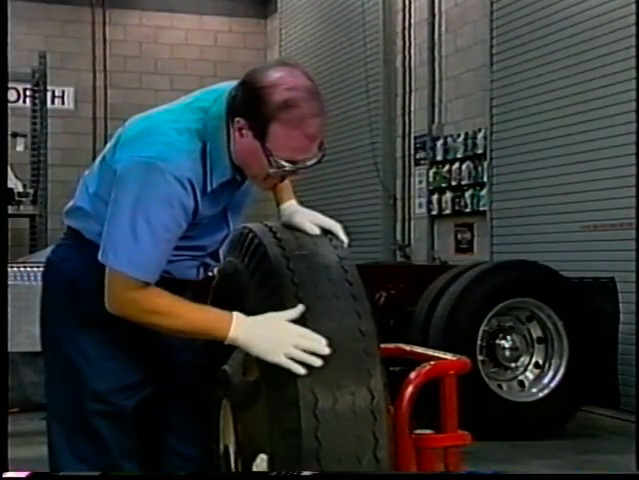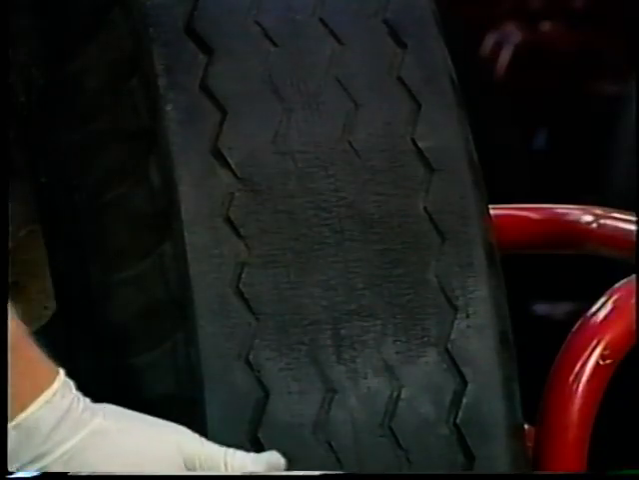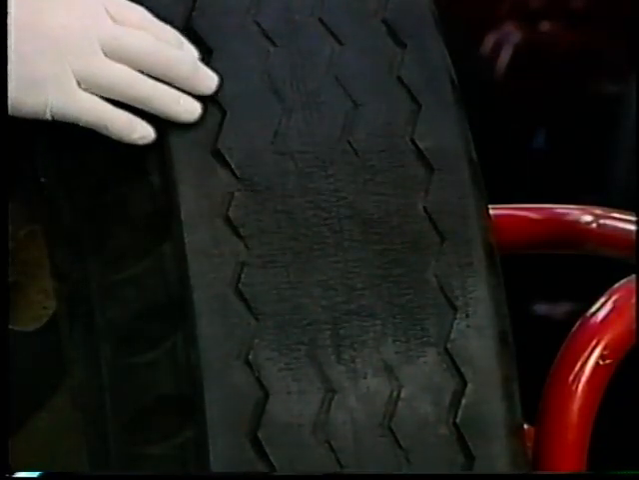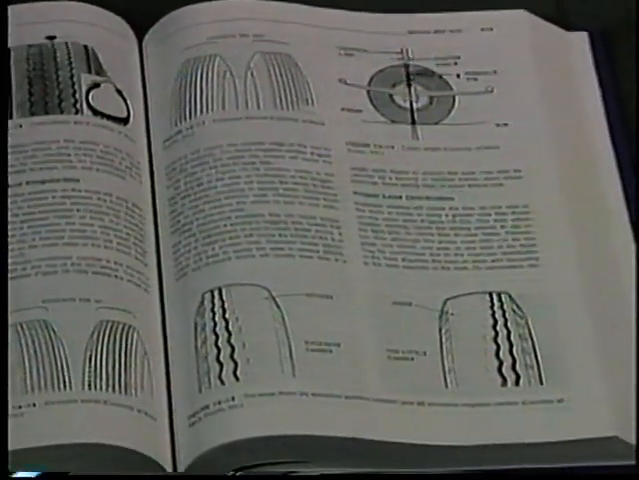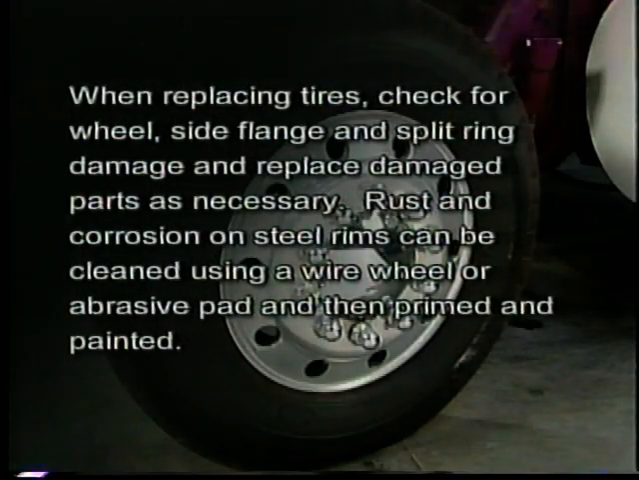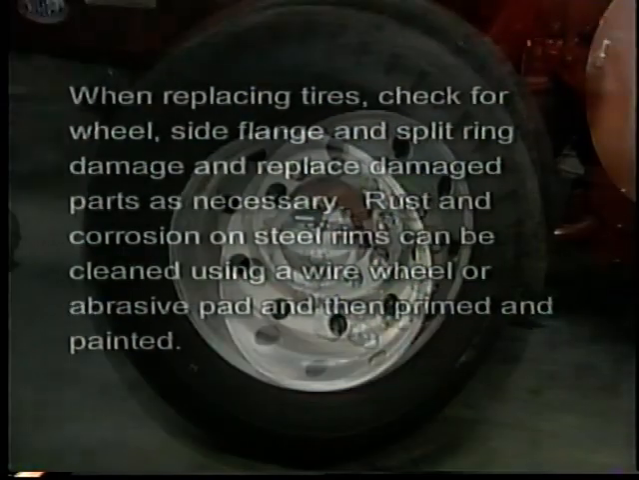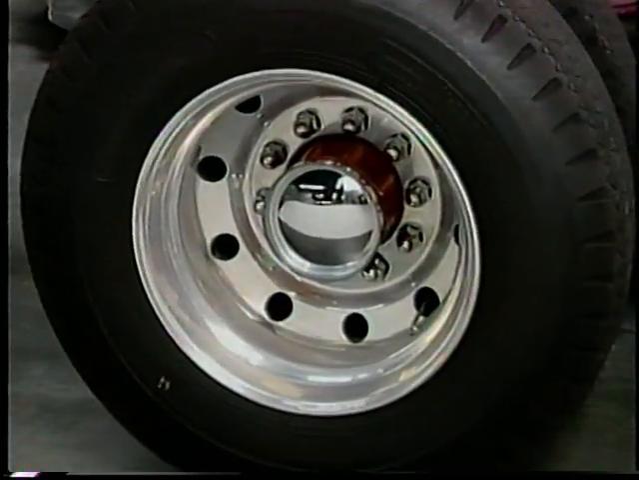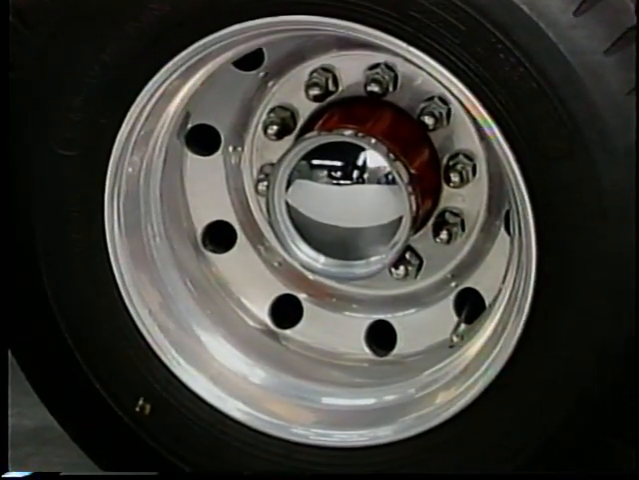Improper inflation, improper alignment, or worn suspension components usually cause tire wear. When diagnosing tire wear patterns, refer to the readily available tire wear guides published in service manuals or provided with your alignment equipment. When replacing tires, check for wheel, side flange, and split ring damage, and replace damaged parts as necessary. Rust and corrosion on steel rims can be cleaned using a wire wheel or abrasive pad, and then primed and painted. Never use abrasive cleaners on aluminum rims, as they can lead to stress cracks and wheel fatigue.